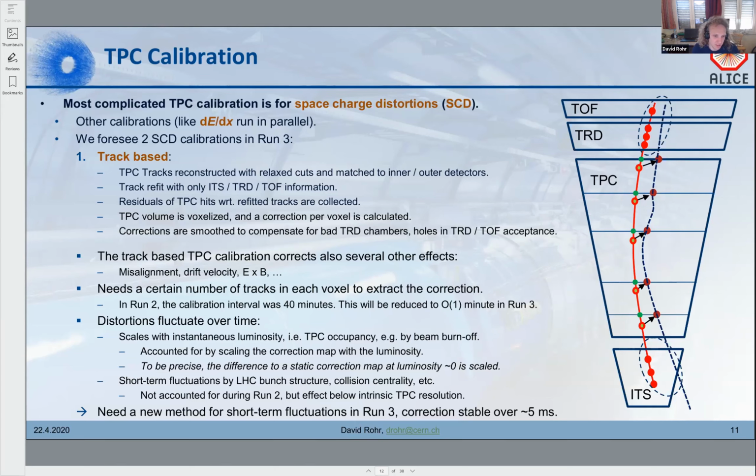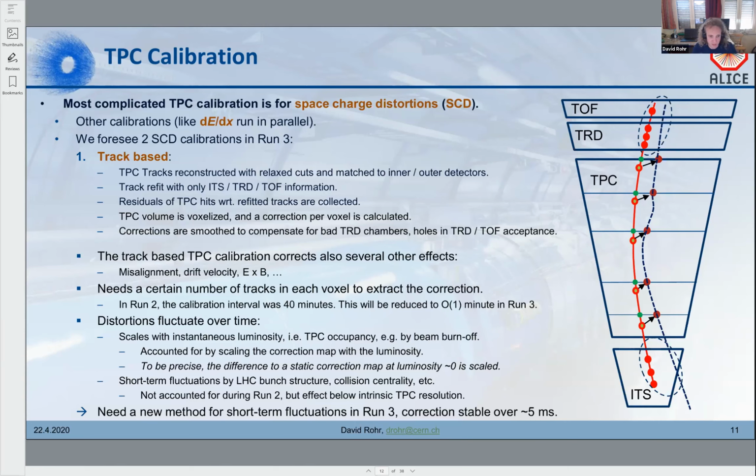There's some more to it, technical details. This has to be smoothed and so forth, and you have to compensate for batch chambers in the TID. But okay, this is technical stuff. So the nice thing is this corrects a lot of other effects as well, like drift velocity, E cross B effects, misalignment. This is all automatically corrected by that.